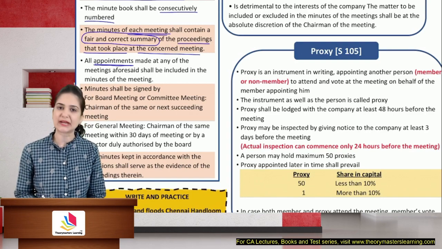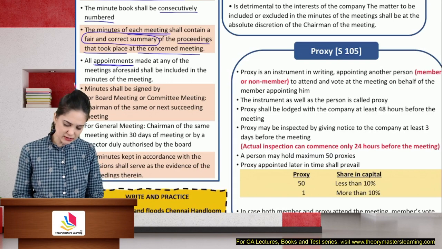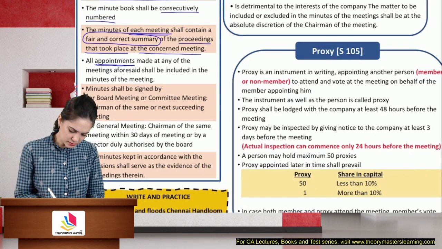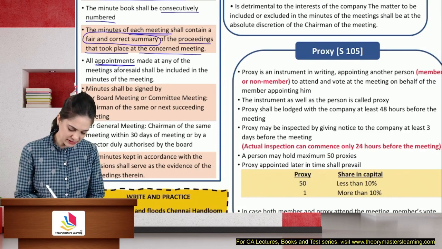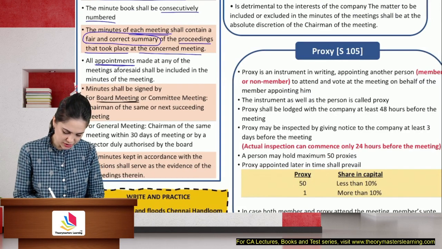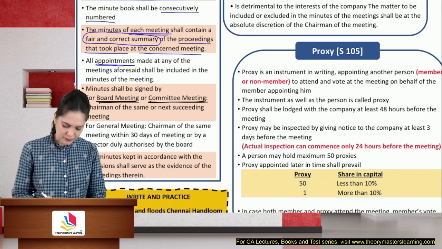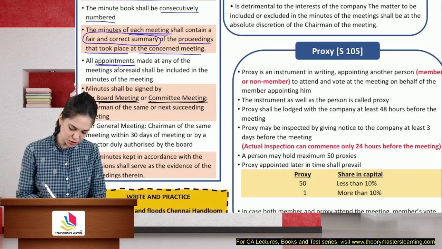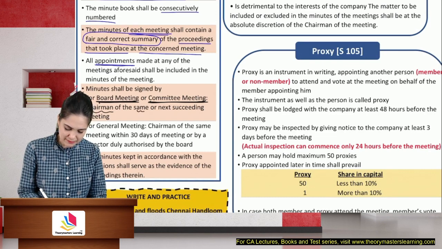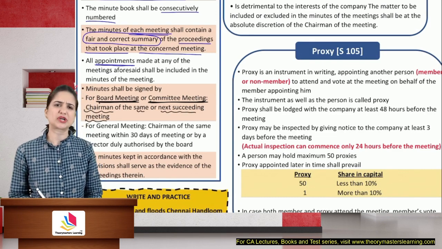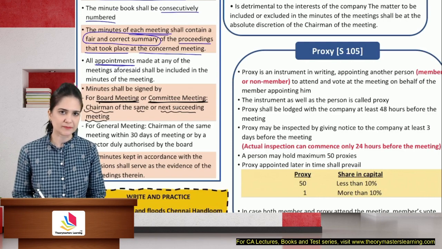Minutes shall be signed by the board of directors. Will sign the minutes for the board meeting. For the board meeting or committee meeting, it will be signed by the chairman of the same or next succeeding meeting. Now, why are we allowing the chairman of the next succeeding meeting to sign it?